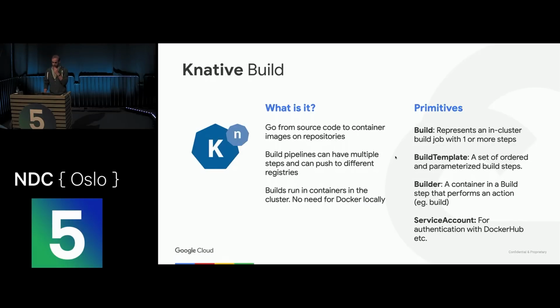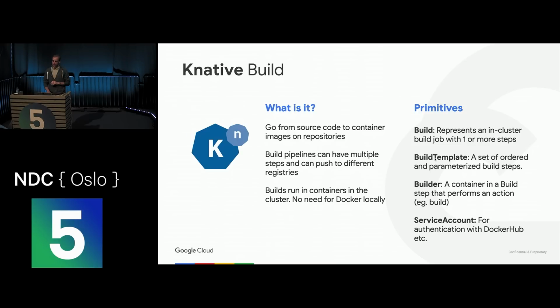So Knative build, it basically enables you to go from source code to an image in a repository. In a nutshell, that's what it does. And it gives you some primitives to work with. So you would start with a build object. A build object, it's basically one or more steps that you define, and they're executed in that order.